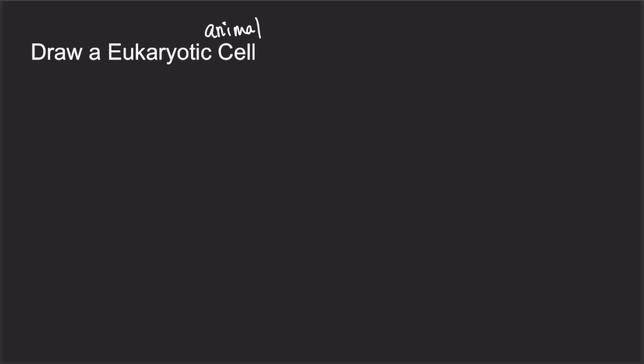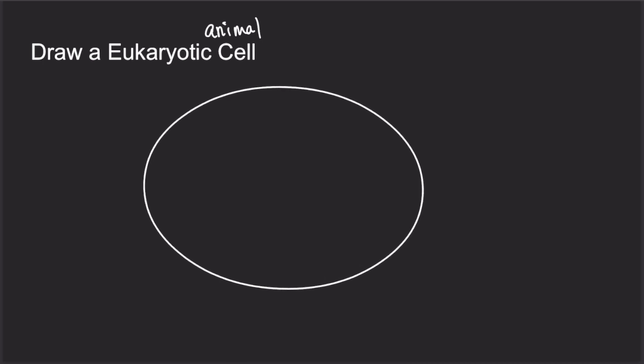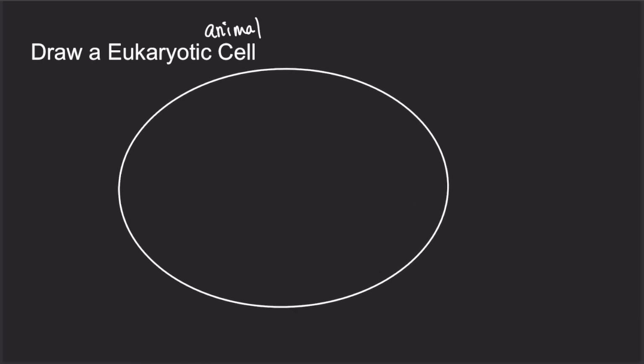Let's now draw a eukaryotic cell. So, what are we going to start with? Well, we need a cell membrane, right? No matter if you were drawing a prokaryote or a eukaryote, you need a cell membrane. Next, let's draw a nucleus. We'll put that right about here.